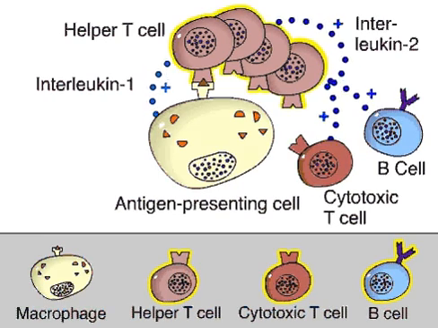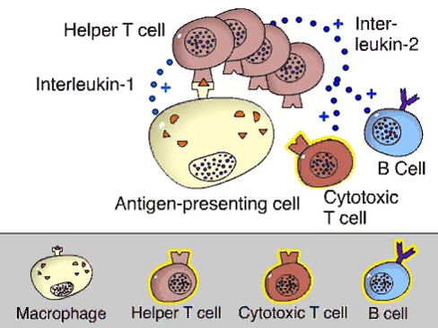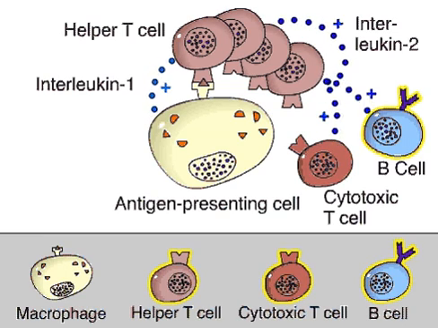The helper T cells divide more rapidly and increase their stimulation of other cells. Cytotoxic T cells are stimulated to become active killer cells. B cells are stimulated to develop into plasma cells that secrete antibodies against the specific antigen.